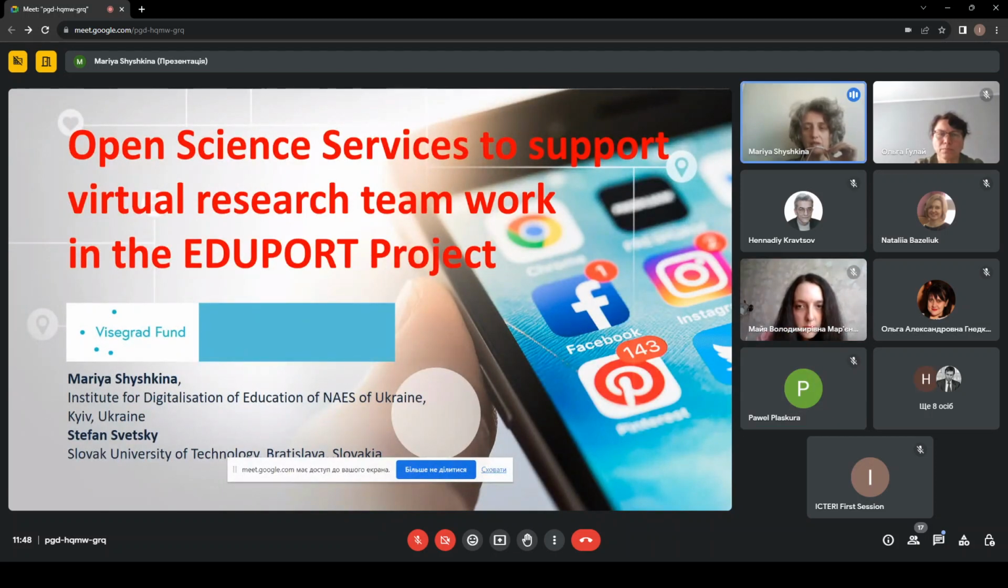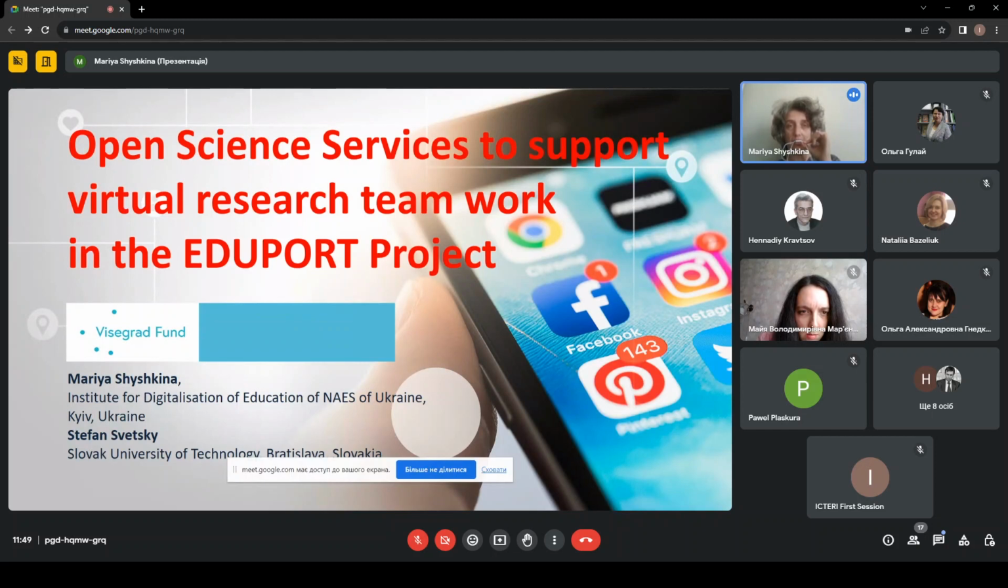I would like to present the results of our new project, the Visegrad Fund project. This is the joint report with Stefan Svetsky, who is the coordinator of the project from Slovakia, from the Slovak University of Technology in Bratislava. So this is the joint work, and we also have other partners in this project, but I will present the joint work.